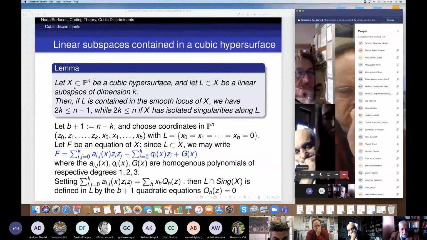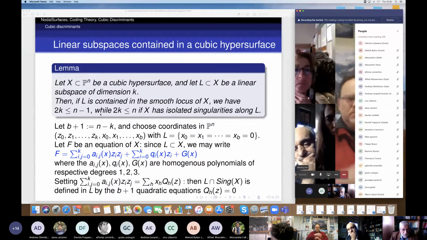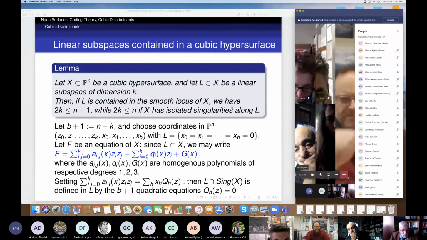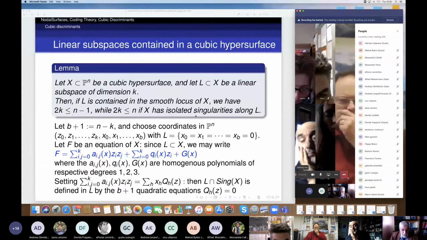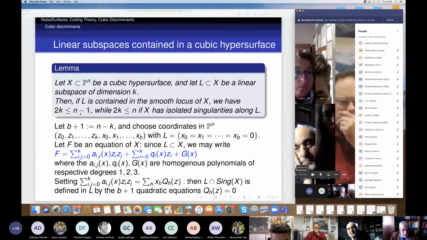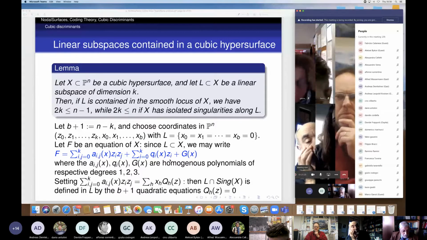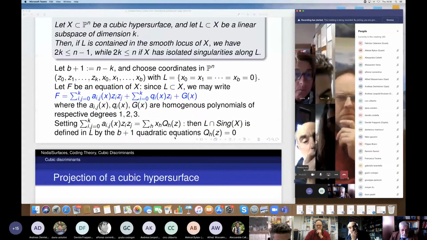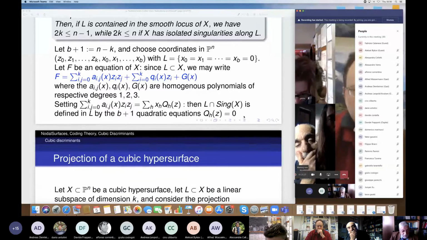This was a subject. Take a cubic hypersurface and a linear subspace contained in it. Then if L is contained in the smooth locus, we have some bound for the dimension: 2k is at most n minus 1. Now, I think I skipped this. Here I'd like to mention that I'm using a lovely result by Alberto Collino, who died recently.